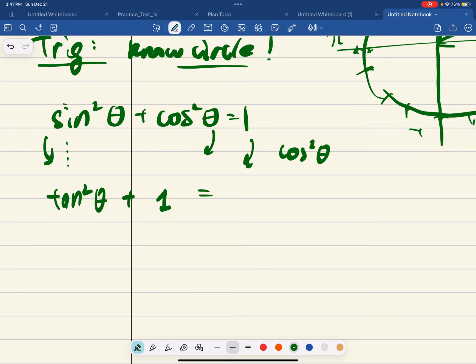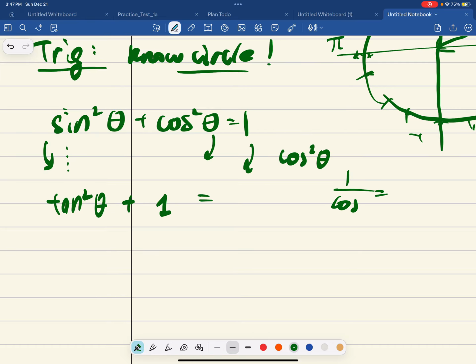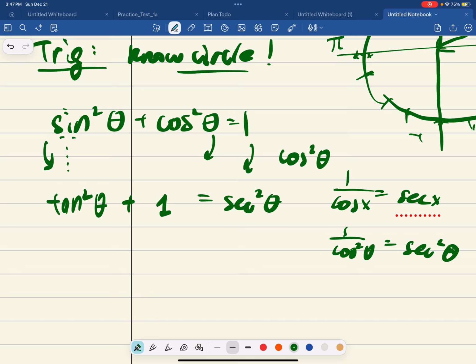And here, 1 over cos is secant. So 1 over cos squared theta, well, theta, x, whatever variable, is going to be secant squared of x, or theta. I should write theta. So this is going to be secant squared theta. And you can do the same thing, again, from there, but dividing it by sine.